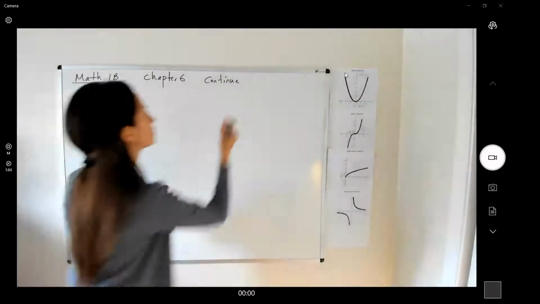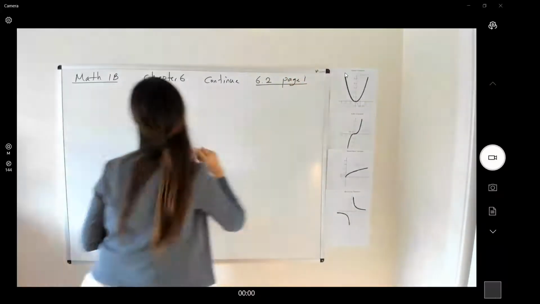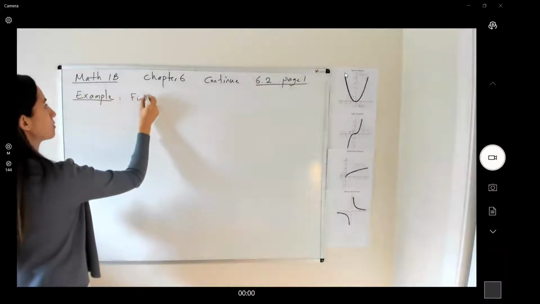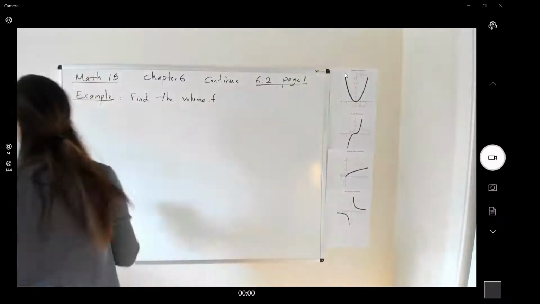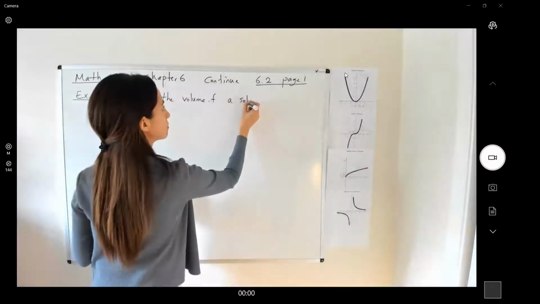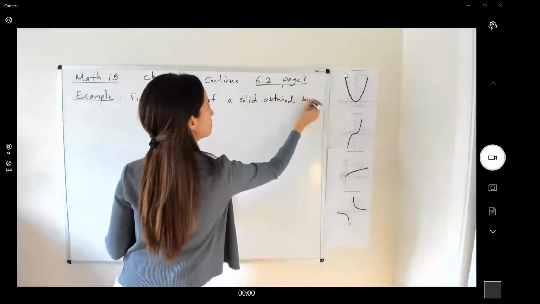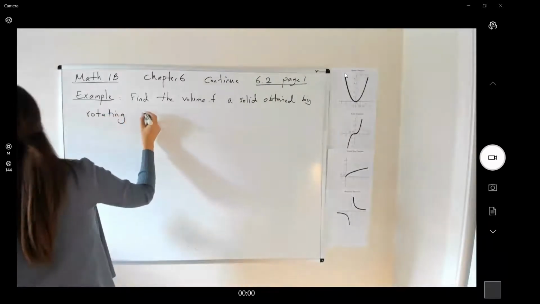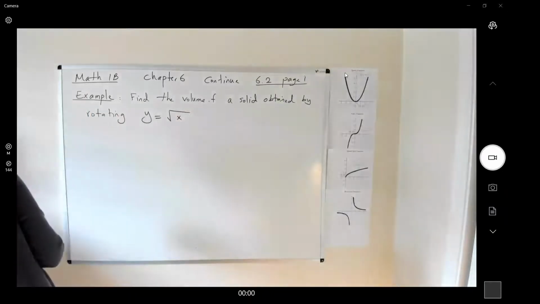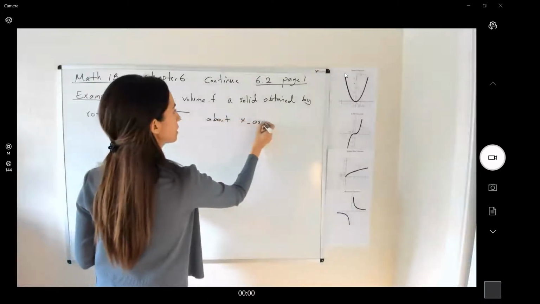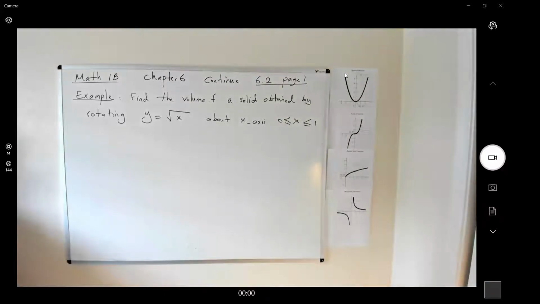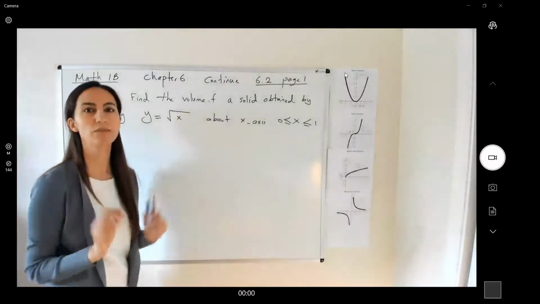We are still on page 1. Example. This example says, okay, find the volume of a solid obtained by rotating function y equals square root of x about x-axis, and x is between 0 to 1. Graph this quite quickly, see what's going on.